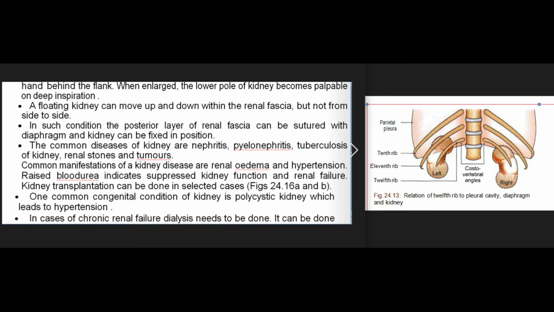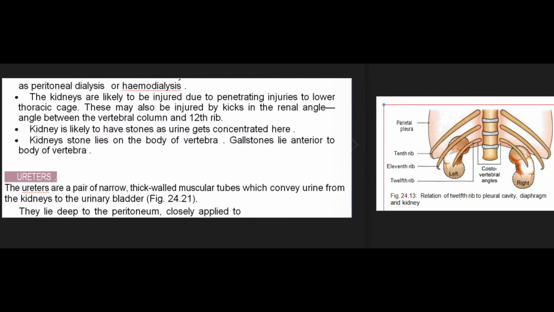It can be done as peritoneal dialysis or hemodialysis. The kidneys are likely to be injured due to penetrating injuries to the lower thoracic cage. These may also be injured by kicks in the renal angle between the vertebral column and 12th rib. Kidney is likely to have stones as urine gets concentrated here. Kidney stone lies on the body of vertebra. Gallstones lie anterior to the body of vertebra.